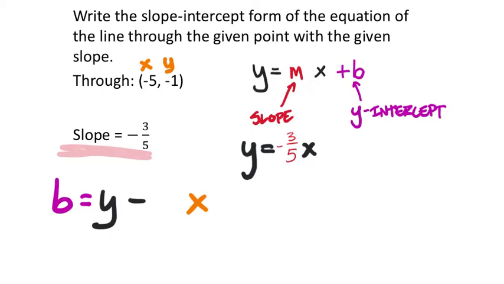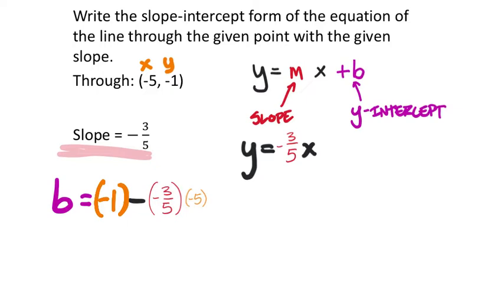So I took the m value. I'm going to replace this with negative 3/5. Okay? Now I'm going to take that x value that's in that ordered pair, and I'm going to replace it with negative 5. So let's take that x away and replace it with the value they gave us, which is negative 5. Okay, and then the y value also, which they gave us in the ordered pair, is negative 1. Okay, so I'm going to replace the y value here with negative 1.